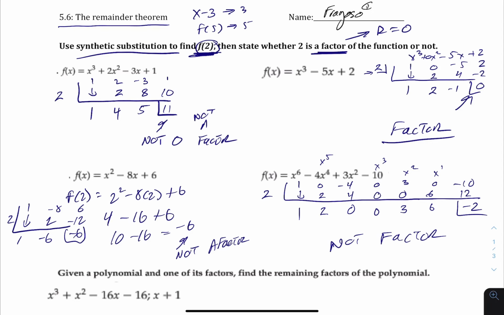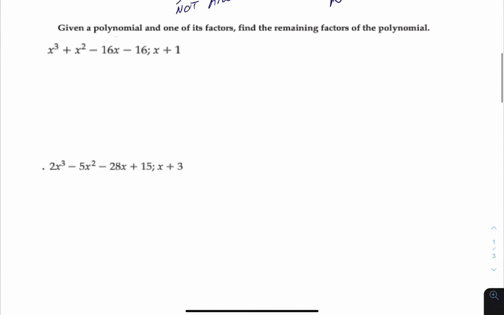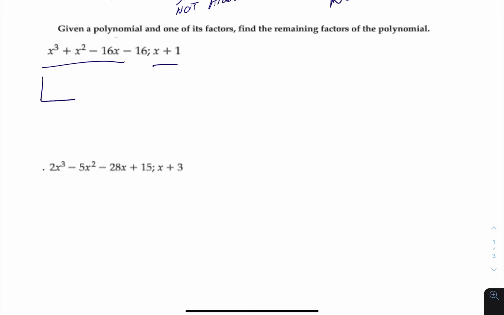So that's the idea. So the next one. You're given a polynomial and one of its factors. So here's my polynomial and here's the factor of it. Find the remaining factors of the polynomial. So I get to divide. The best way to do this is by synthetic division. So this is 1, 1, -16, -16.